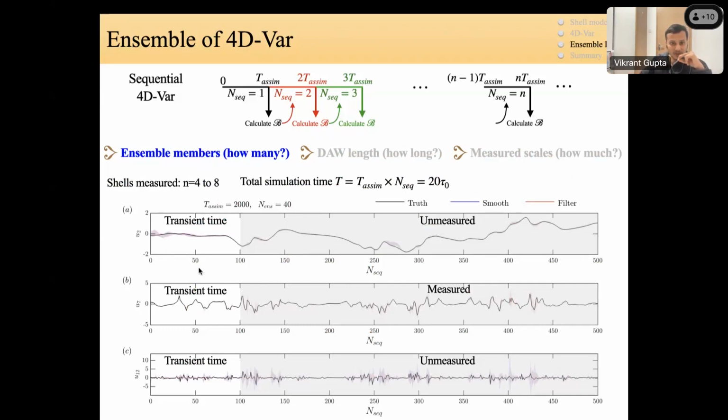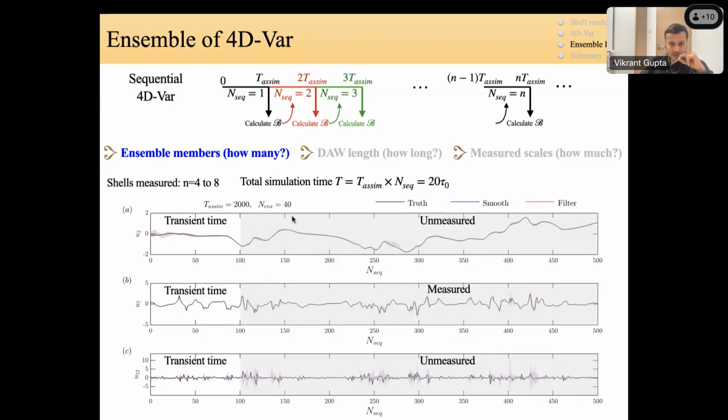We take the transient out, and then we run the average over the rest of the time to calculate the mean square errors. We can already see from here that the measured shell is very well estimated. The lower shells are also very well estimated, but the faster time scales, so shell number 12 here, have some issues that we will see very soon.